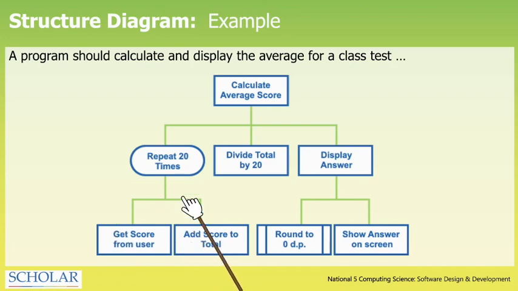Once we've done that step, we're going to move on to divide the total. Once we've done that, we're going to move on to display the answer. How are we going to do that? Well, we're going to round the answer to 0 decimal places and then show the answer on the screen. So with a structured diagram, we've taken the big problem and broken it down into its smaller parts.